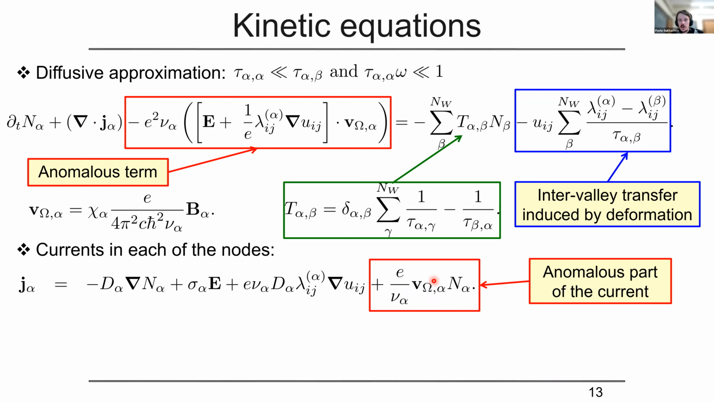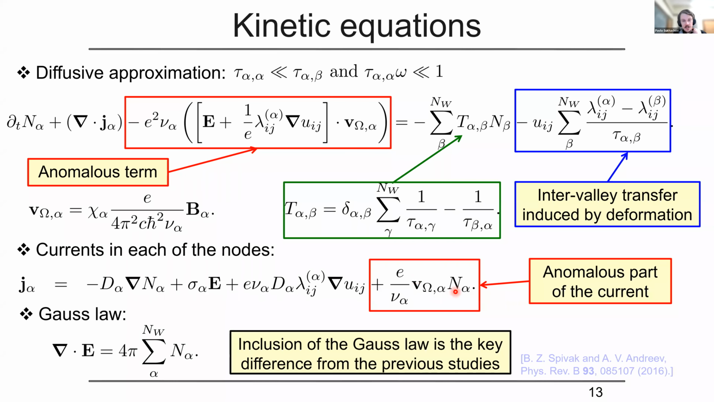It's proportional to this anomalous velocity, and of course, it's proportional to the deviations from the equilibrium value of nodal charge. And another important law that was actually omitted before is Gauss's law, which defines the relation between this induced electric field and total charge deviations. Without this law, we will not get the reduction of the sound attenuation coefficient.